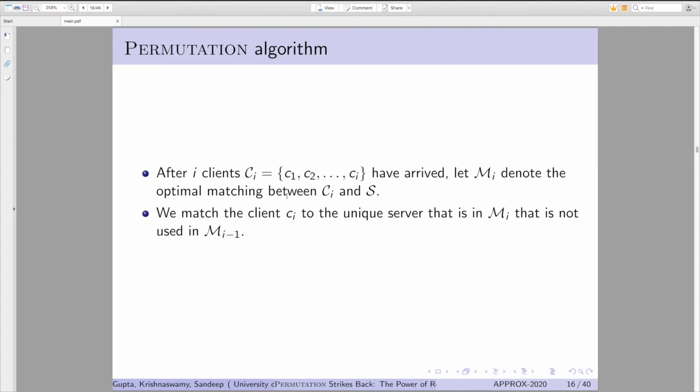So these matchings M1, M2, and so on keep adding a single server each time, and the algorithm just matches the new client with the server added. You can view this as some sort of an augmenting path. Whenever a new client arrives, the old matching is updated via a new augmenting path, and we just match the client and server that are at the ends of the augmenting path.